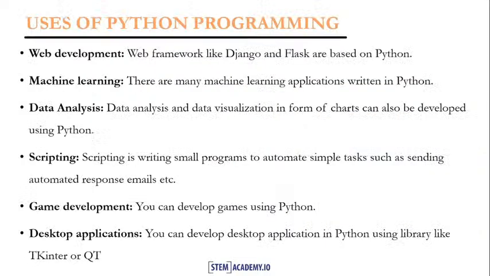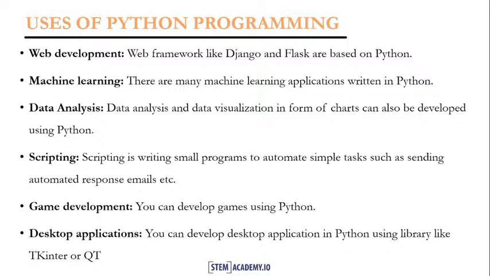Here are some uses of Python. Web development. Web frameworks like Django and Flask are based on Python. Machine learning. There are many machine learning applications written in Python. Data analysis. Data analysis and data visualization in form of charts can also be developed using Python. Scripting. Scripting is writing small programs to automate simple tasks such as sending automated response emails. Game development. You can develop games using Python. Desktop applications. You can develop desktop applications in Python using libraries like Tkinter or Qt5.